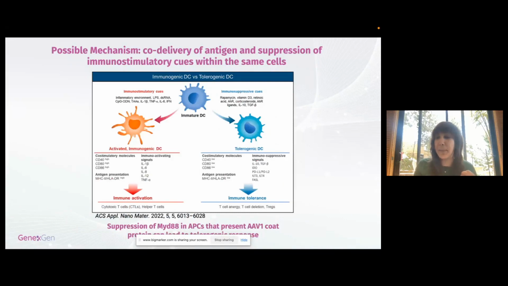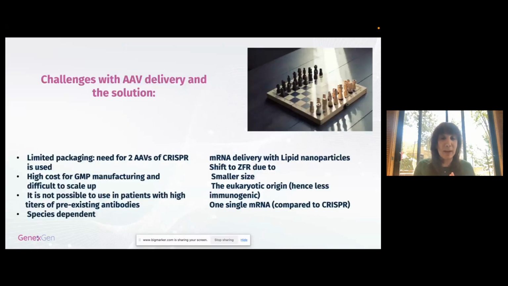So in this case, the mechanism is that the AAV vector that gets into the antigen presenting cells at the same time produces the MyD88 suppressor. We believe that this spatio-temporal confinement within the cells allows us to deviate the immune recognition to tolerance, and that's the mechanism of action.